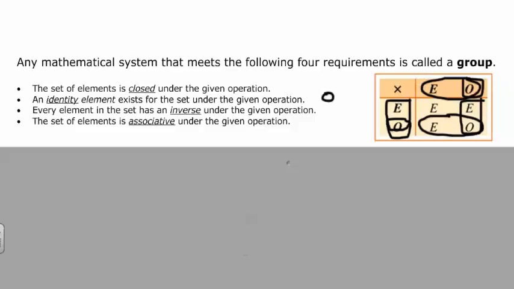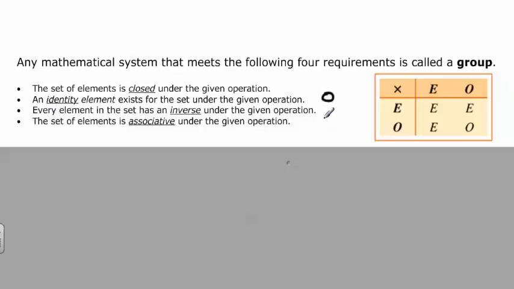So let me erase that. The third requirement is every element, which means the two elements. We only have even and odd, so every element just means the two, in the set has an inverse under the given operation. So if we have an element and we perform the operation with its inverse, we have to get back to the identity element of odd. Well, if you look at the element even, its inverse will be that element that will take us back to the identity element of O or odd.